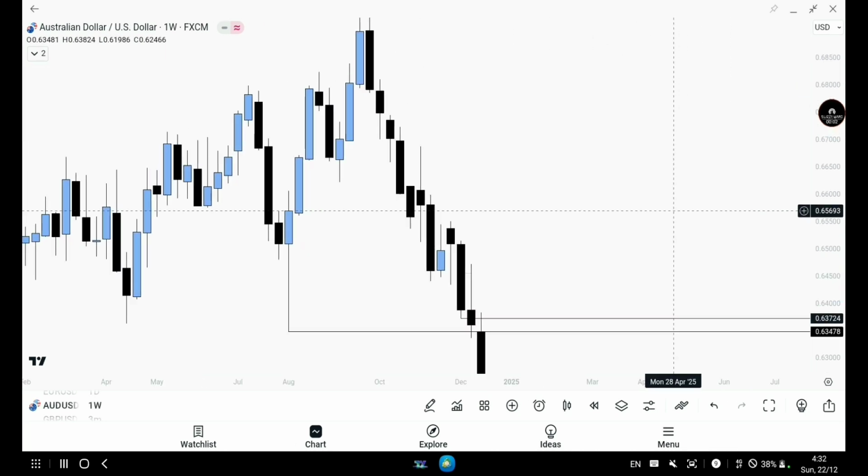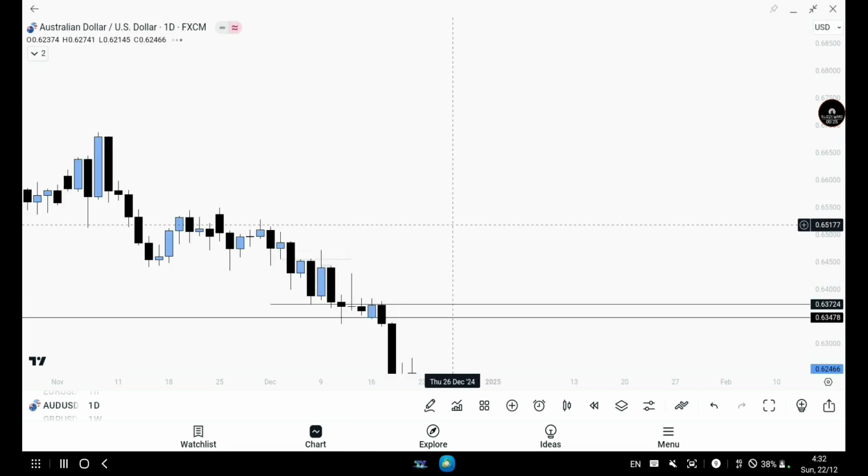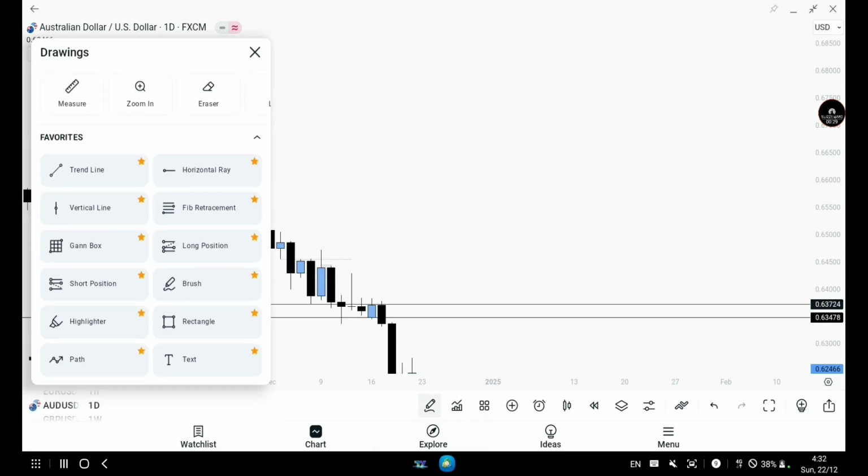Looking at AUDUSD, we can clearly see that this weekly candle closed with a body below this candle, and we also had a draw on liquidity here, and price opened here on the 9th of December. So let's drop to the daily time frame. You can see the 9th of December, this is our open. Let me just mark it for you.